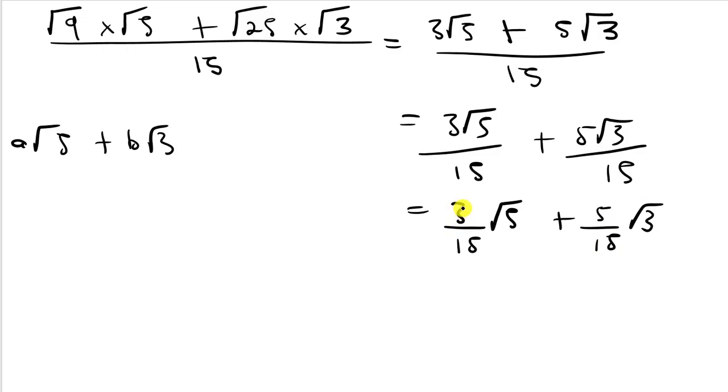And we can reduce this. So 3 goes into 15 5 times. Therefore, we are going to have 1 over 5 root 5 plus 1 over 3 root 3, because 5 goes into 15 3 times. Okay, so this is how we can solve this particular question. Let's move on to the B.